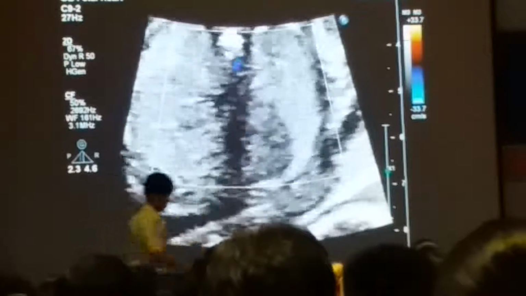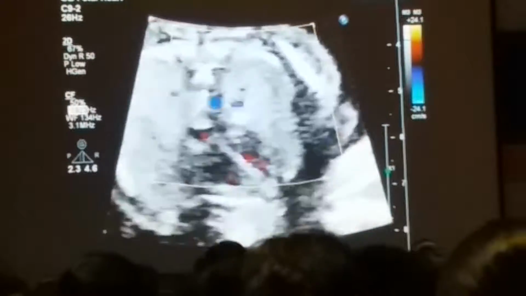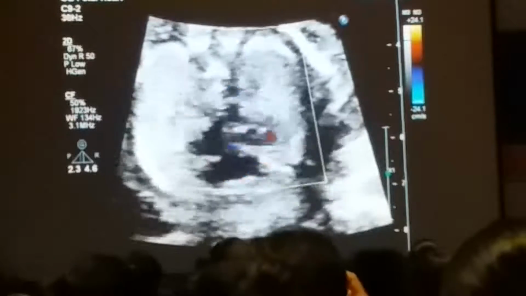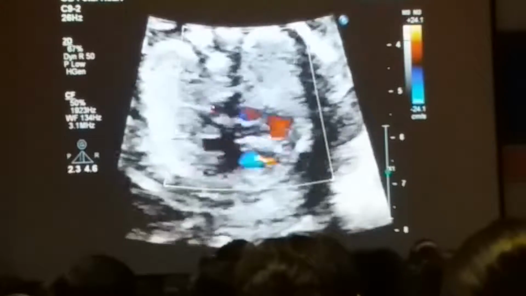I'm looking at the pulmonary veins and I'm going to take the scale down and see if I can see the flow in the pulmonary artery and the pulmonary veins in the chest there.